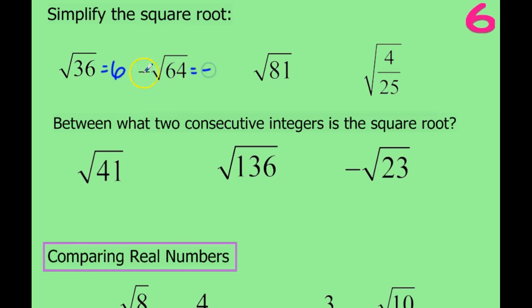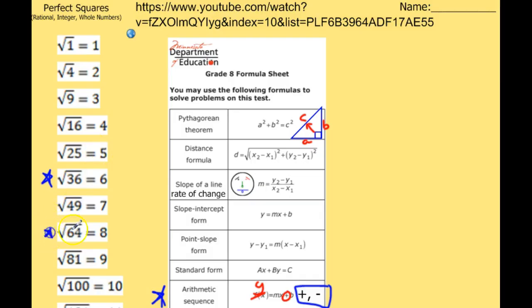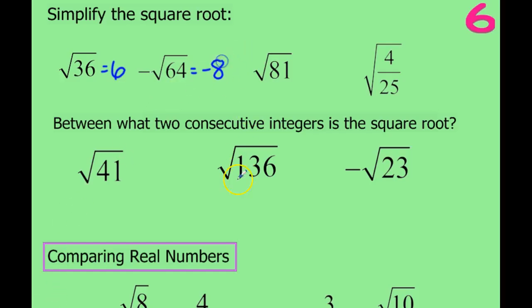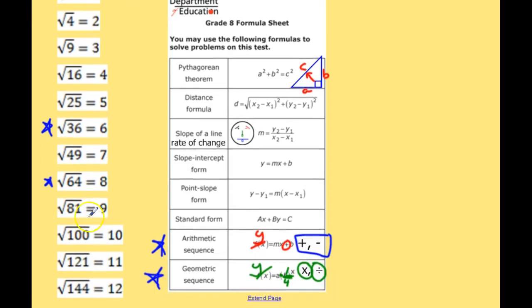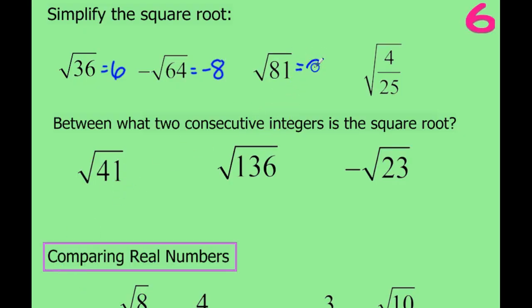This one I know is going to be a negative number, negative square root of 64. Well, the square root of 64 right here is just 8, because 8 times 8 is 64. Then square root of 81. We really have 9 times 9 is 81. So this is why it's really nice to just list these out on your formula sheet.